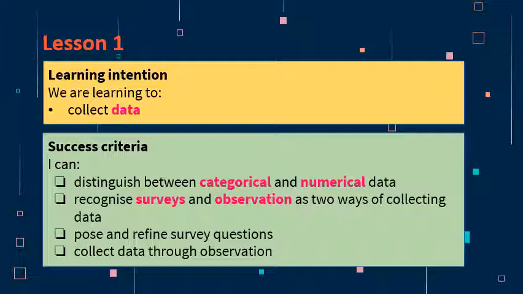Recognize that surveys and observation are two ways of collecting data. There are many more, but they're the two types we're going to look at this week. We're going to be posing and refining some survey questions. And lastly, looking at collecting data through observation, which is what you'll do today in your activity.